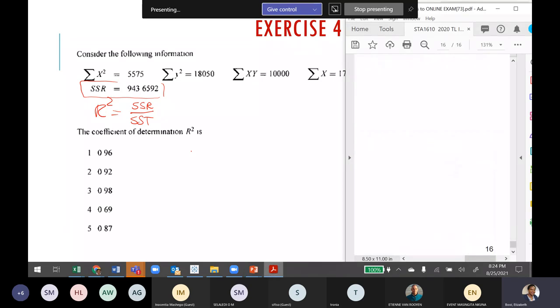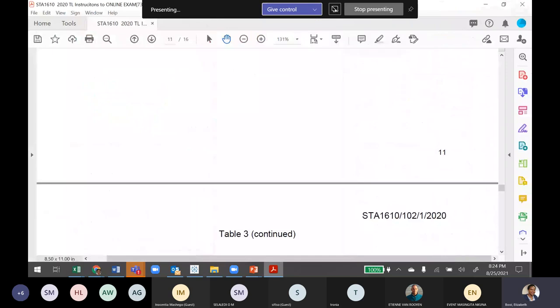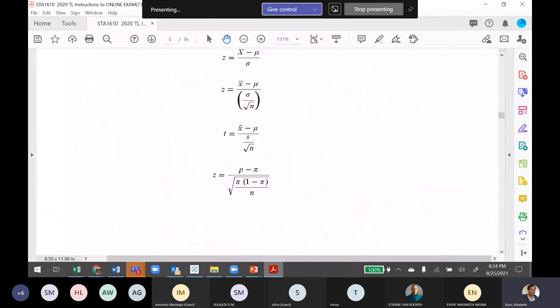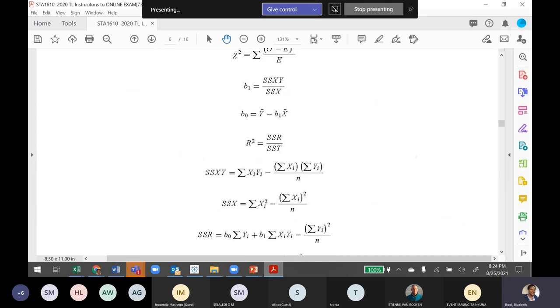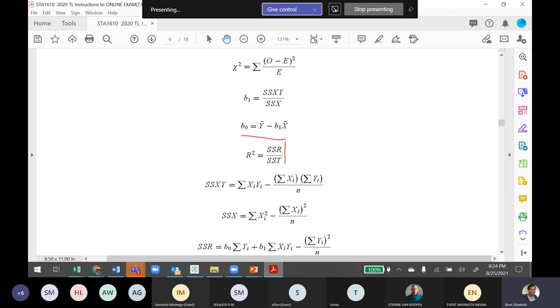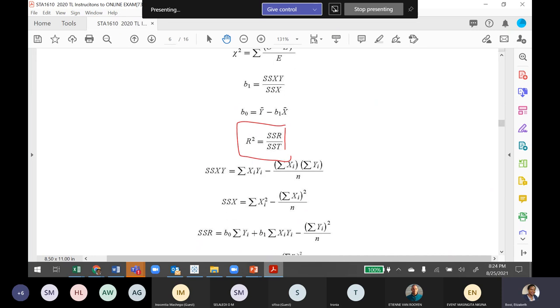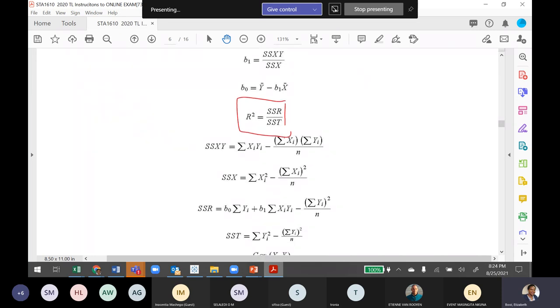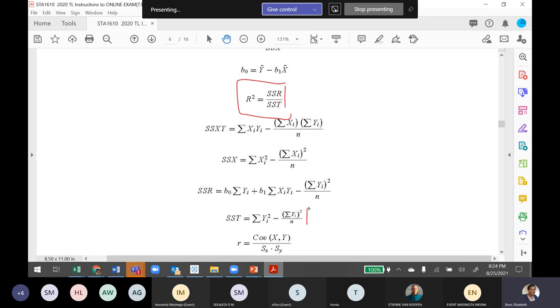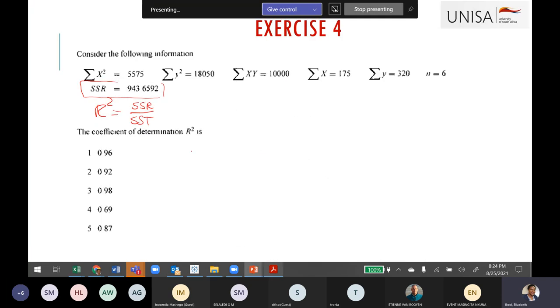Let me show you on this table. I'm going to go up, because you will receive this table when you go write the exam. Then they will tell you what SST and SSR are. So you don't have to go and think about that, because they would have given it to you. So they have given you the SSR. You just need the SST, which is just the summation of your Y squared minus the sum of your Y squared divided by N. So we just use that formula.